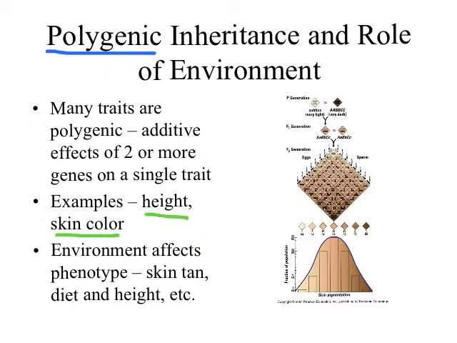And we can also have environmental effects on the phenotype, right? You go out in the sun, you're going to get darker skin. Not because it's genetic, but because that's your body's response to being out in the sun. Your diet can also have an effect on your height and stuff like that. So we can have environmental effects as well. But like I said, a lot of our traits are polygenic.